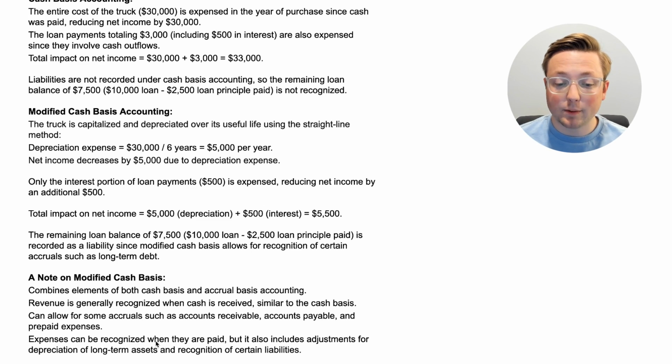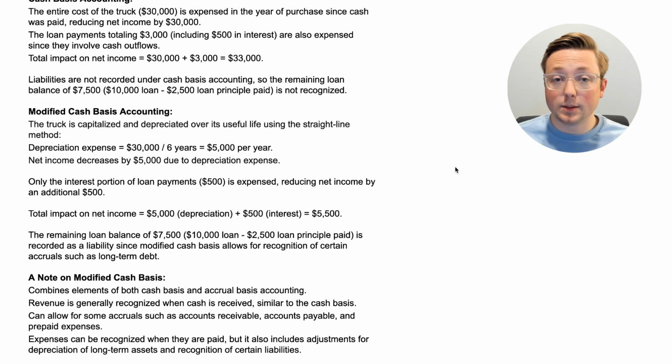And some expenses can be recognized when they are paid, but some expenses are also adjustments like depreciation of long-term assets and recognition of certain liabilities. So modified cash can take into account, as we saw in this question, depreciation, liabilities from loans, and things like that. We're going to talk about some other differences in the next questions. But as you can see, cash is very straightforward, whereas modified cash basis is a lot closer to accrual accounting, but there are a few small differences in how they treat it, especially for revenue, where modified cash typically still recognizes revenue only when cash is received.